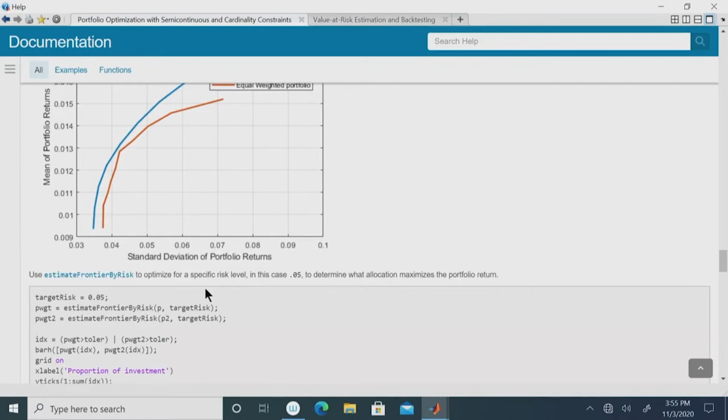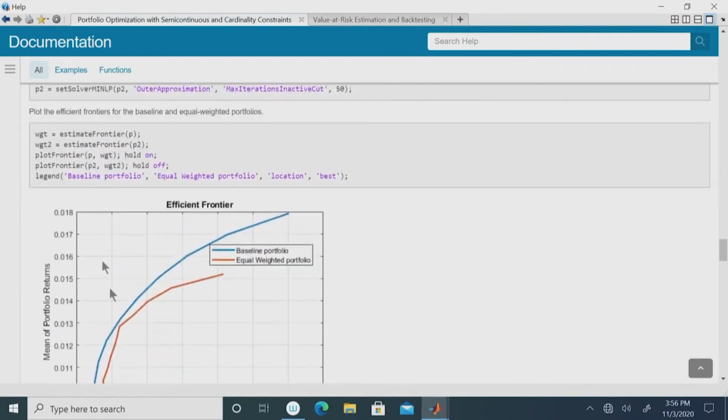Okay, so now we have already looked at the problem of specifying a specific return level. We now estimate the efficient frontier by specifying a given level of risk, which we have encountered earlier. Suppose that for illustrative purposes we set the risk level to be 5%. Just as we had done in the case of target return, we do the target risk and set it equal to 5%. In this case we estimate the original efficient frontier with the target risk of 5%.